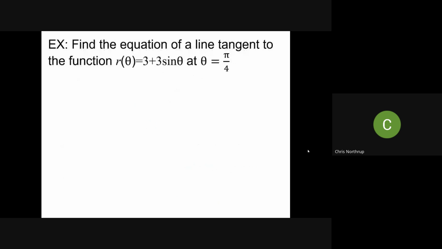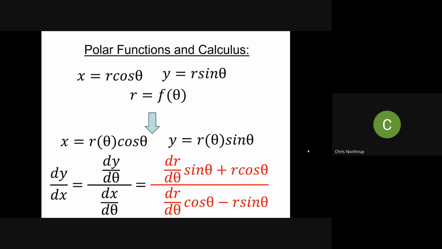So as a quick example, let's say I'm looking at 3 plus 3 sine theta. We should have a good idea of what the graph of that thing looks like based on our pre-calculus review. And I want to find the equation of that tangent line to 3 plus 3 sine theta when theta equals pi over 4. So take a minute, use this formula to come up with your slope.